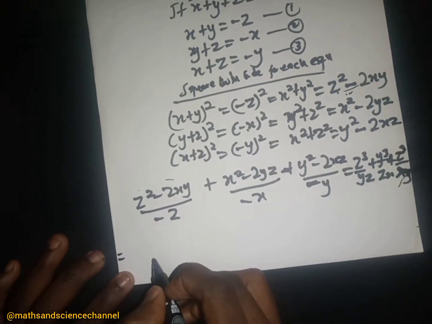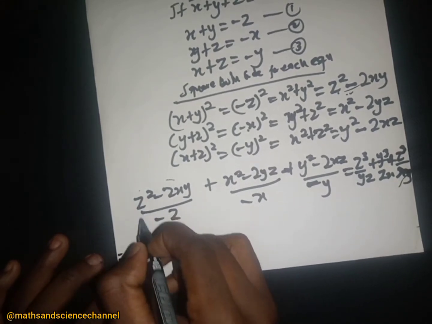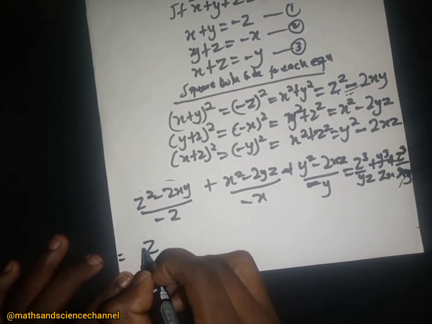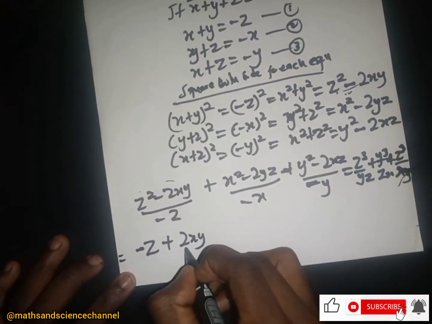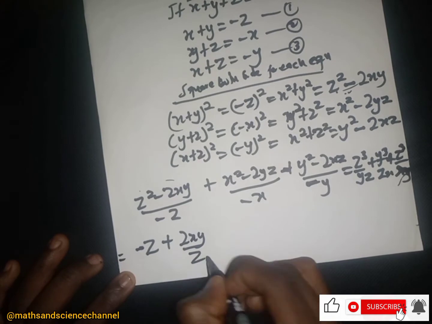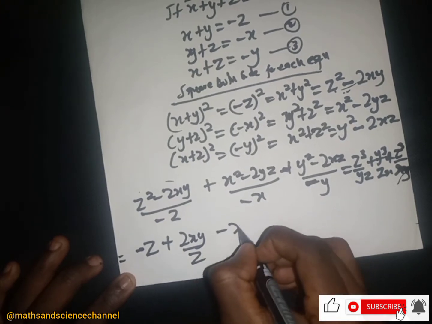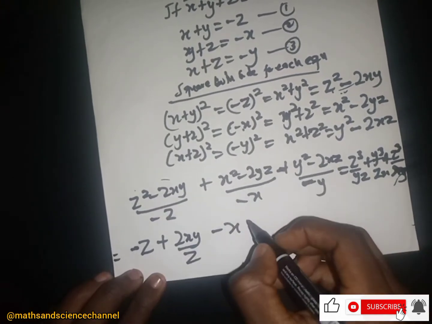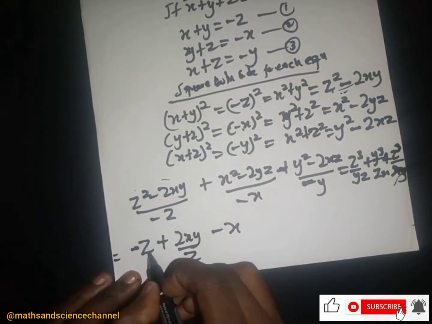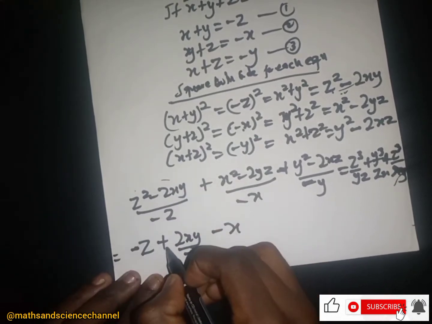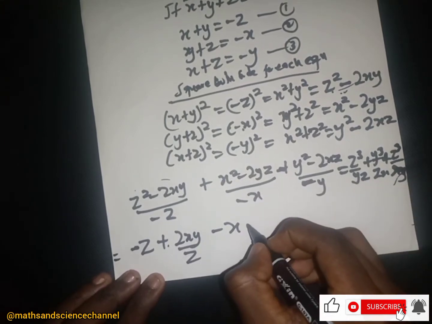So simplifying this, we are just going to get negative z, then positive 2xy divided by z, then we have negative x here, so we are just simplifying that. So it's going to be z squared divided by z, which will be negative z, then this will change to positive, so we'll do that for each one of them.